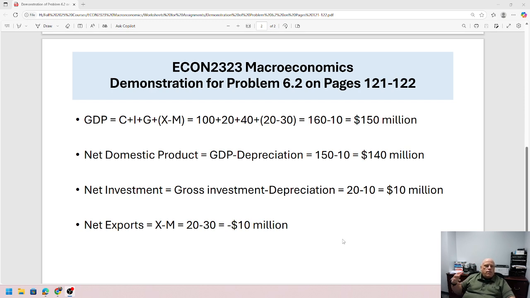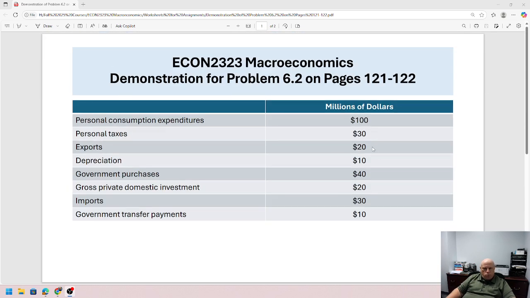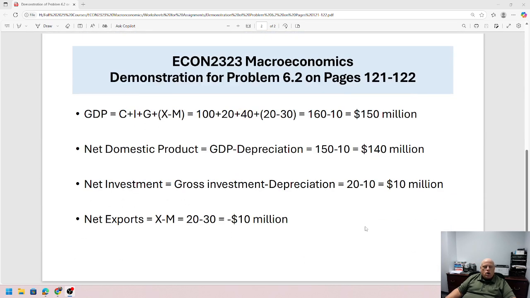All right, and then the last thing it wants you to calculate is very simple, something we've actually already done in the GDP calculation, which is net exports. So net exports is simply your exports minus your imports. In our case, our exports were 20 million in the example here. If you look back up here, exports are 20 million, imports are 30 million. So our net exports is negative $10 million.